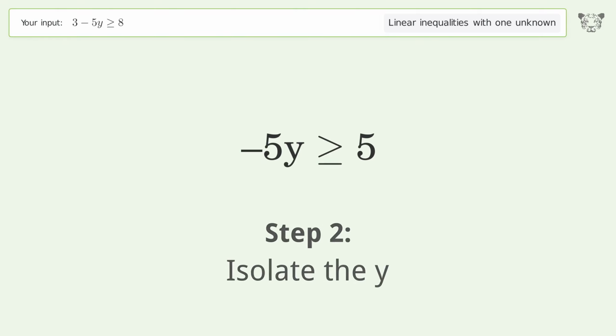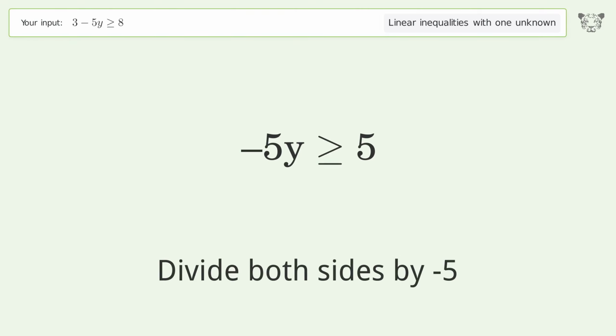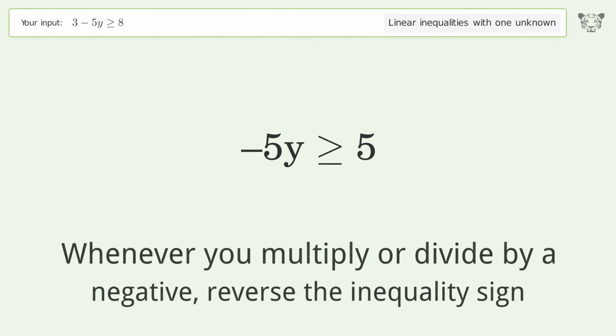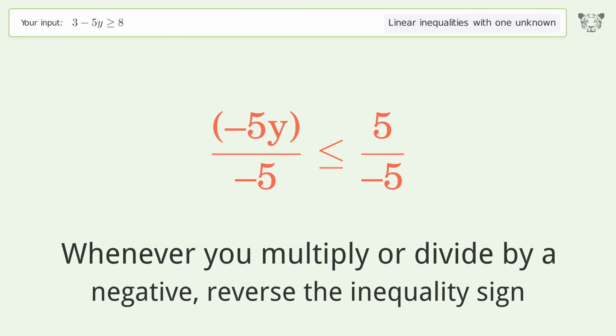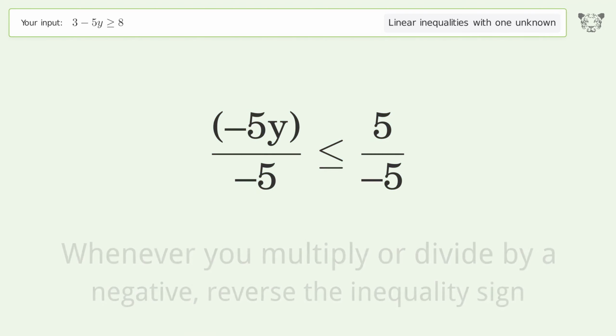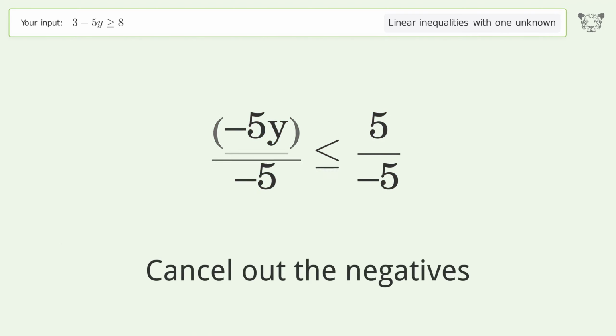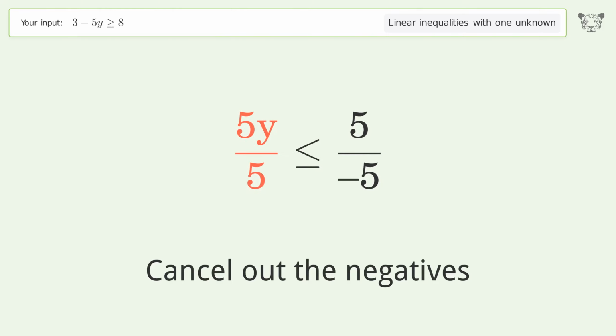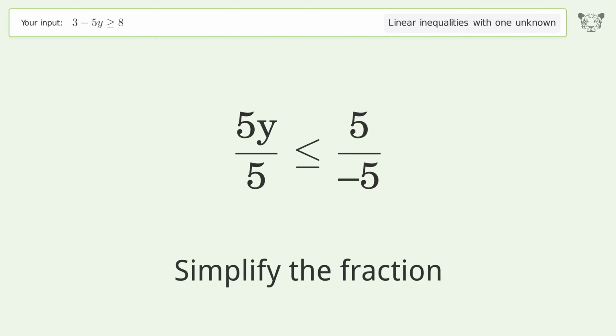Isolate the y. Divide both sides by -5. Whenever you multiply or divide by a negative, reverse the inequality sign. Cancel out the negatives. Simplify the fraction.